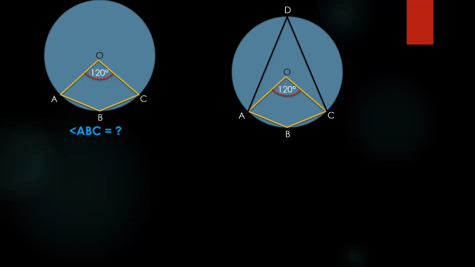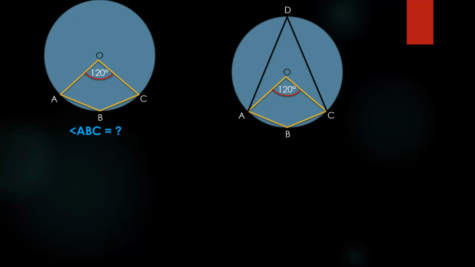And in a cyclic quadrilateral, what happens? The sum of opposite angles is 180 degrees, which means that angle B plus angle D is equal to 180 degrees, right? Now, in order to find angle B, we need to first find the value of ADC. Look closely here. ADC is the inscribed angle standing on the arc ABC, right? And on the same arc ABC, you can see the central angle AOC is also standing.